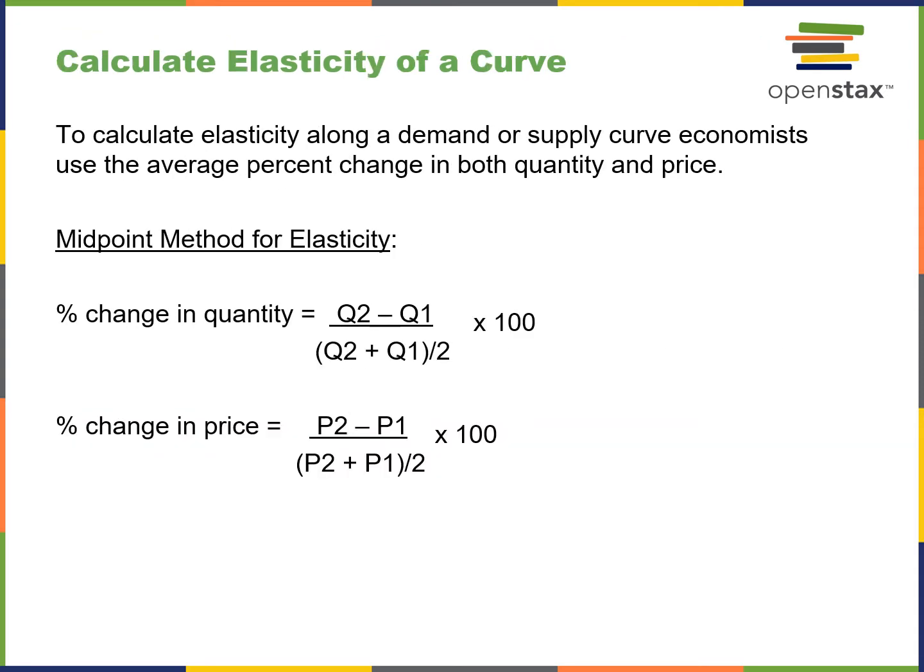These are the formulas on how to measure elasticity. This is the midpoint method. The change in quantity is where you take the latest quantity result, subtract the first one, and then do the same thing on the bottom, but you add those two, divide by 2, times 100. That gives you a ratio. And the change in price is similar in terms of construct.